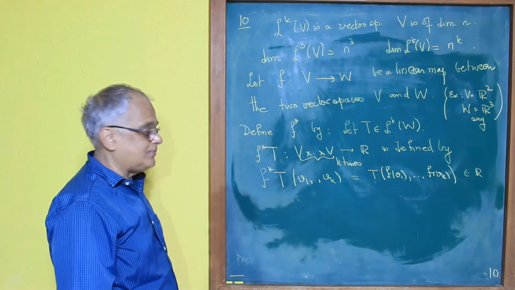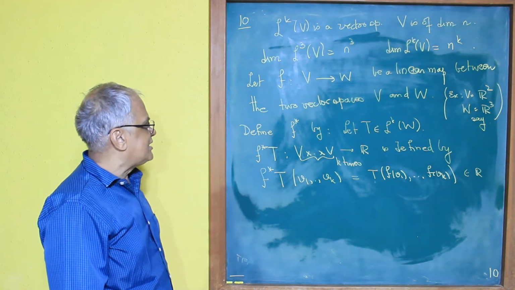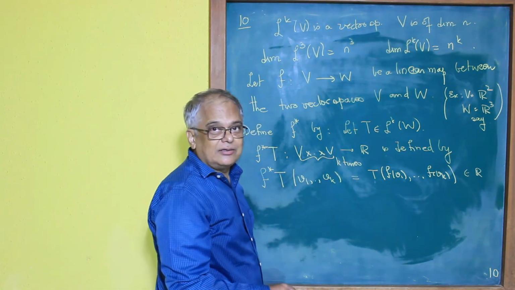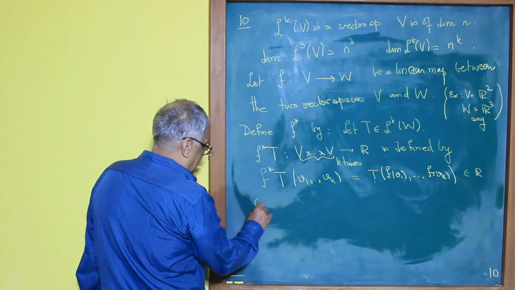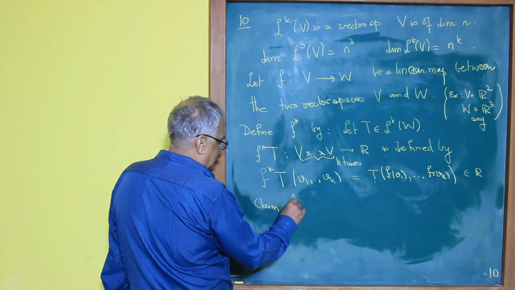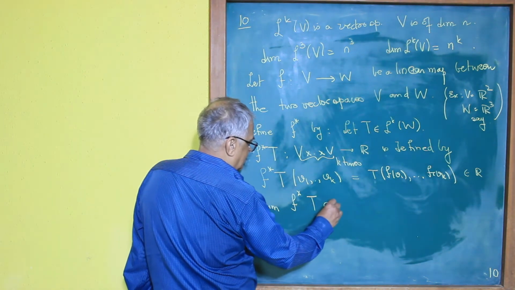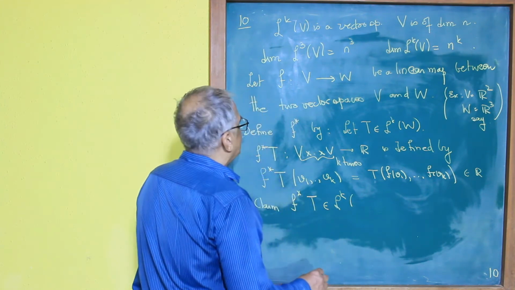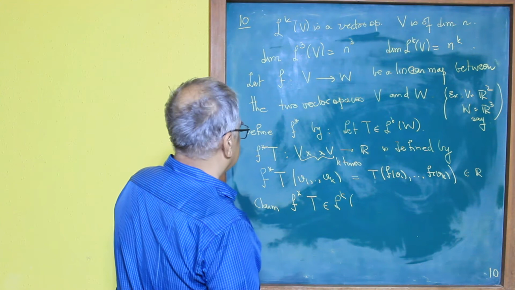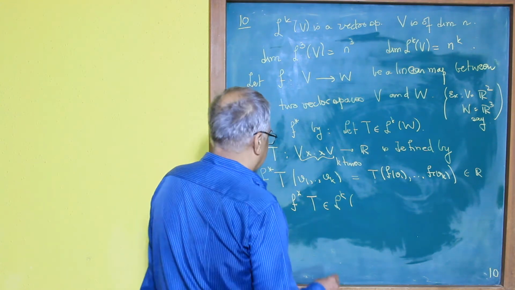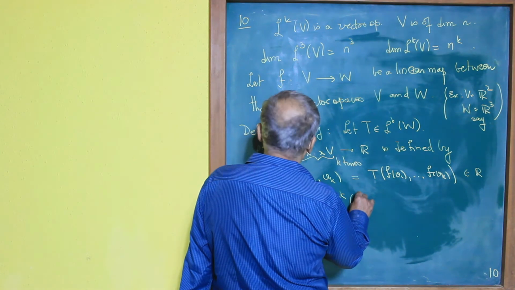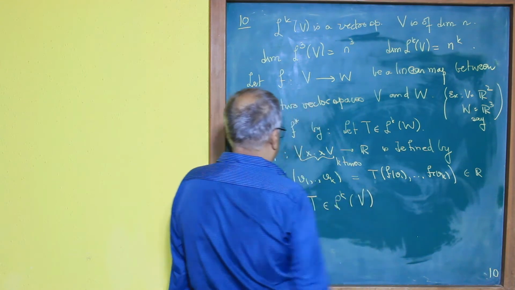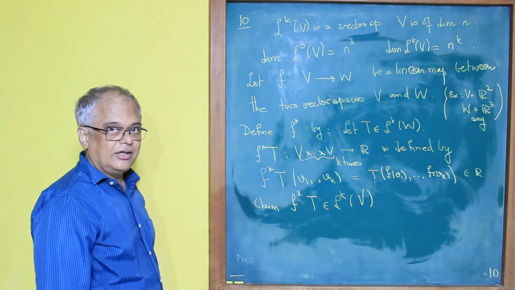Okay? What is my claim? My claim is that f star T is a map from V cross V, k times, to R, and in fact this is k-multilinear. Claim: f star T is in L^k(V).